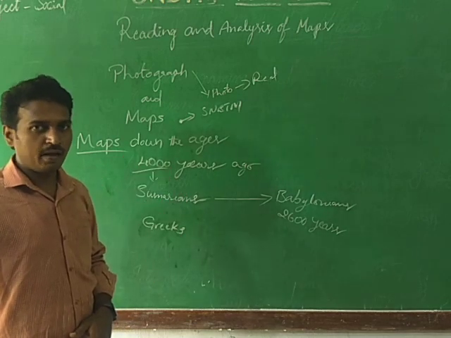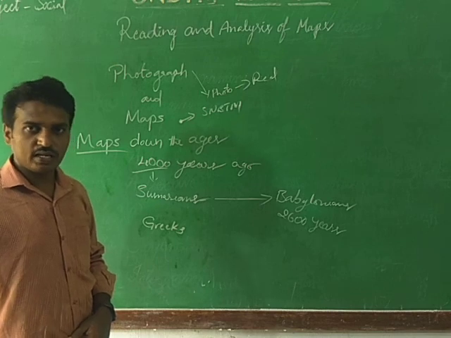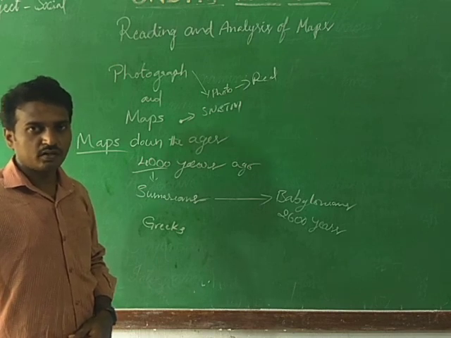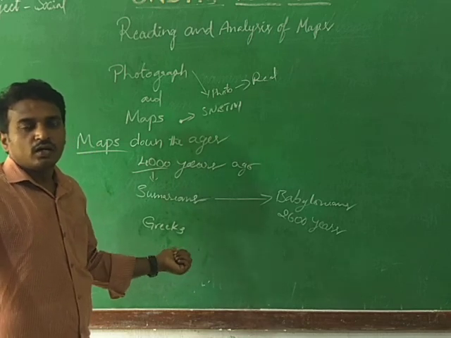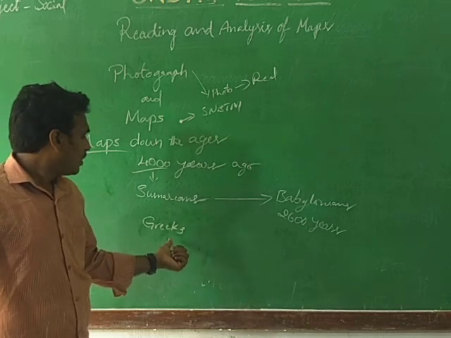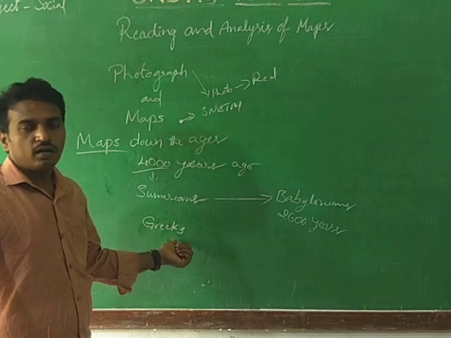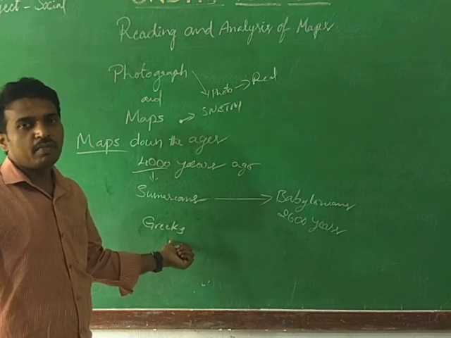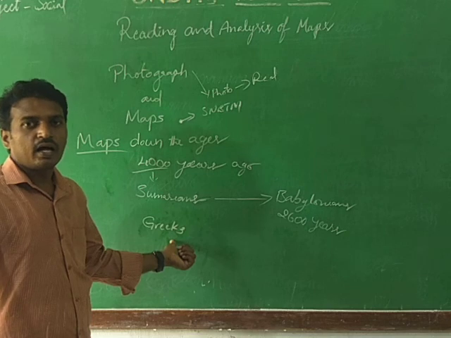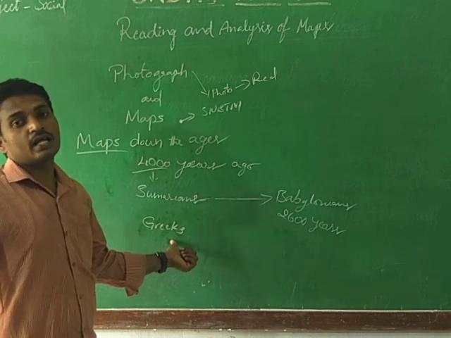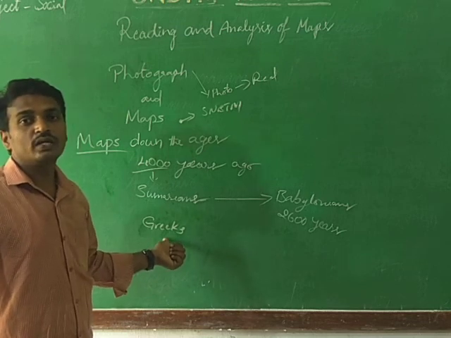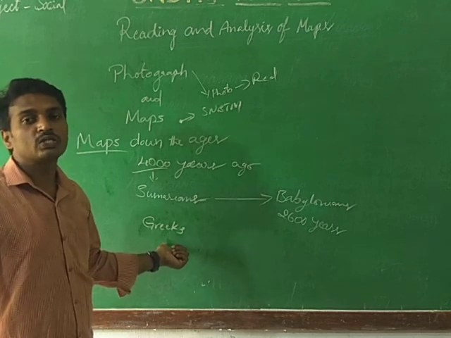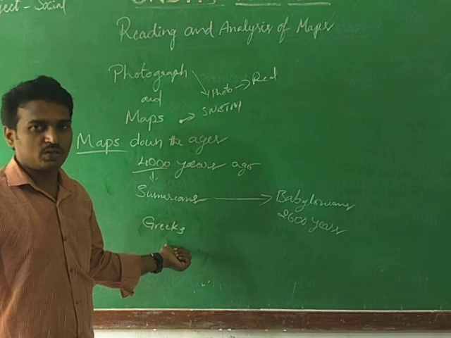Center of the map. Getting my point? Understand? Okay. And one more thing is, they also prepared the maps for the sailors. Why? Because Greeks are also interested in traveling from one place to another place through the oceans.